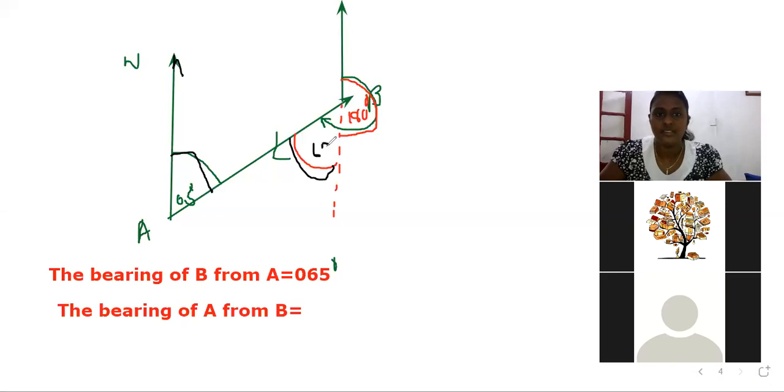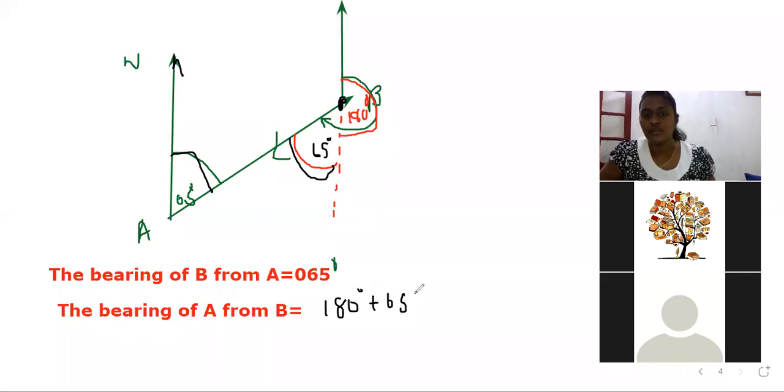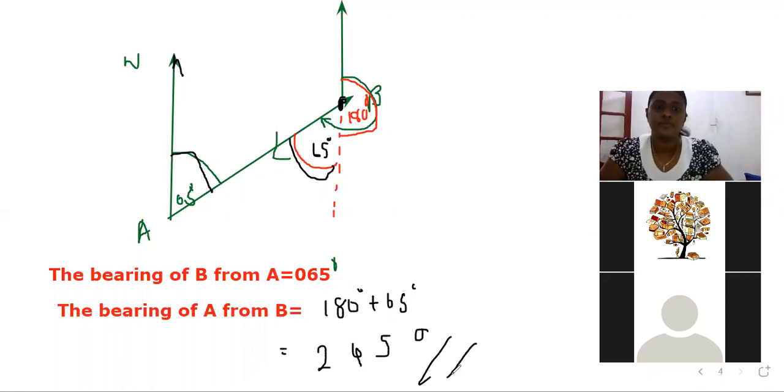Then here 65. Therefore, the bearing of A from B, from the place of from only, always we want to keep the north, and from that direction itself we are drawing the angle. Then it is 180 plus 65. Then the answer is 245 degrees. Is it clear? Right. This way also you can use.